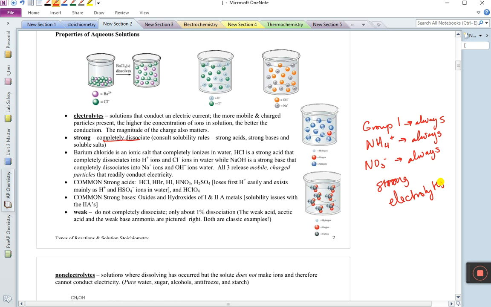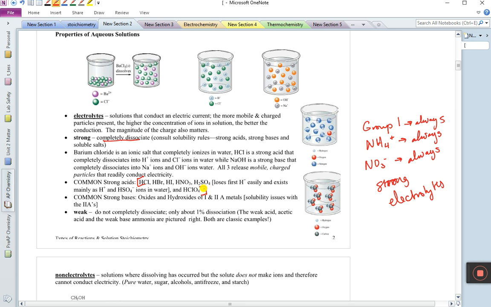So, your strong and weak acids and bases. Remember that strong acids are this list: hydrochloric, hydrobromic, hydroiodic, nitric, sulfuric, and perchloric. If it's not on this list, it's not a strong acid. Common strong bases, come back to your group 1, and you have to look at your group 2A. Group 2A is mostly going to be the lower half, not the upper half.